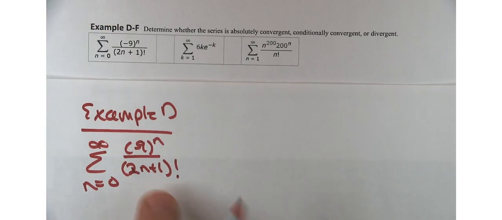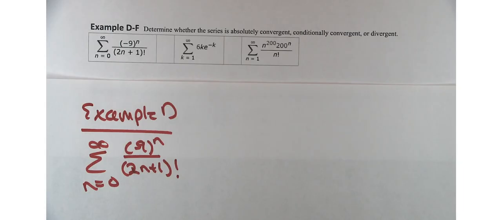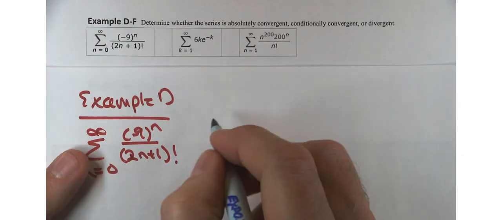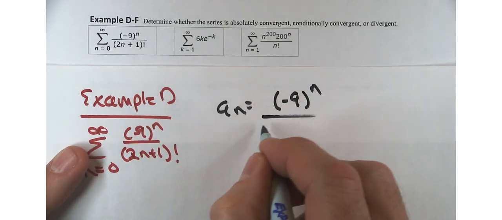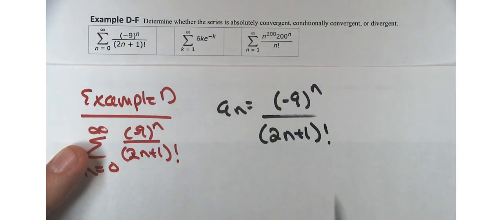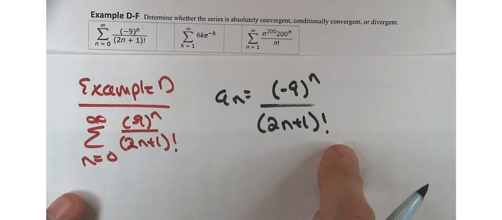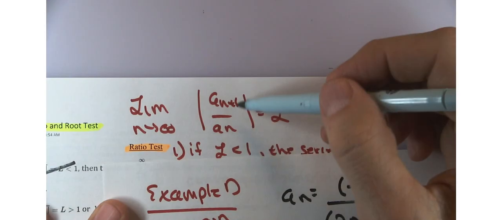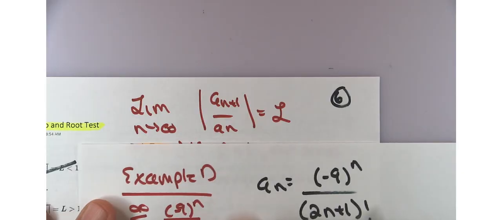Now, when I see factorial, I start thinking ratio test, because it's hard to work with these things with any other test. So let's look at the general term here. Our general term, a sub n, is going to be negative 9 to the n over 2n plus 1 factorial. Let's figure out what the next term looks like, because to use the ratio test, I've got to look at the limit of the n plus first term divided by the nth term as n approaches infinity. So I want to calculate both of these.